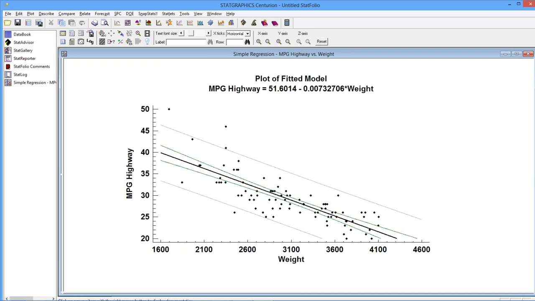Okay. So here's a plot of my automobile data. You see miles per gallon in highway driving on the y-axis, weight on the x-axis. It's gone and forced a linear model through that data. And you can see at the top of the screen what the equation of the linear model is.